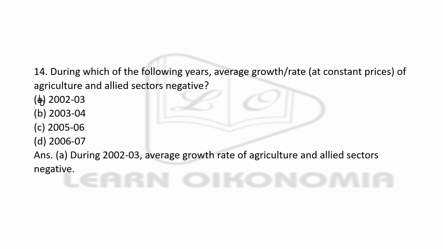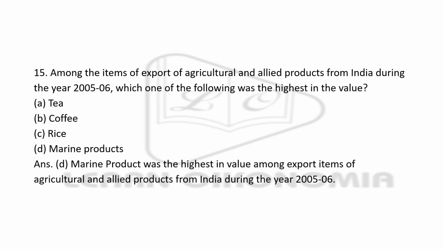It's a direct question. Next, among the items of export of agriculture and allied products from India during the year 2005-6, which one of the following was the highest in value? Tea, coffee, rice, marine products. All these kinds of questions are directly taken from the Indian economy context. So you have to have a good analysis of Indian economy concepts as well.